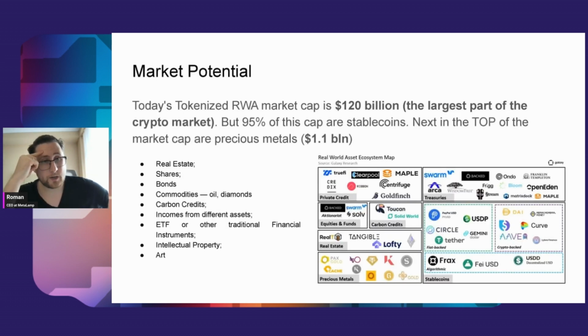So, what's the market potential? I told you about RWA, what tokenized RWA is, and why the market needs it from the side of business and from the side of users. So what's the market potential?